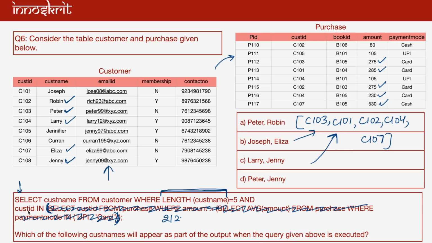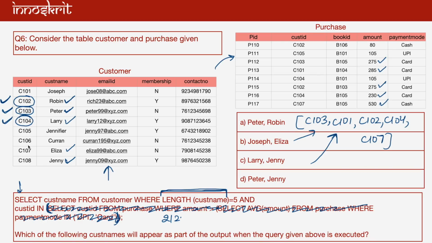Now let's execute the next AND condition. The next AND condition is whether we have C102 in this list. Yes. That means this is going to be the final result. Now do we have C103 in our result? Yes. So this is going to be in the final result. Do we have C104 in our list? Yes. This is going to be in the final result.